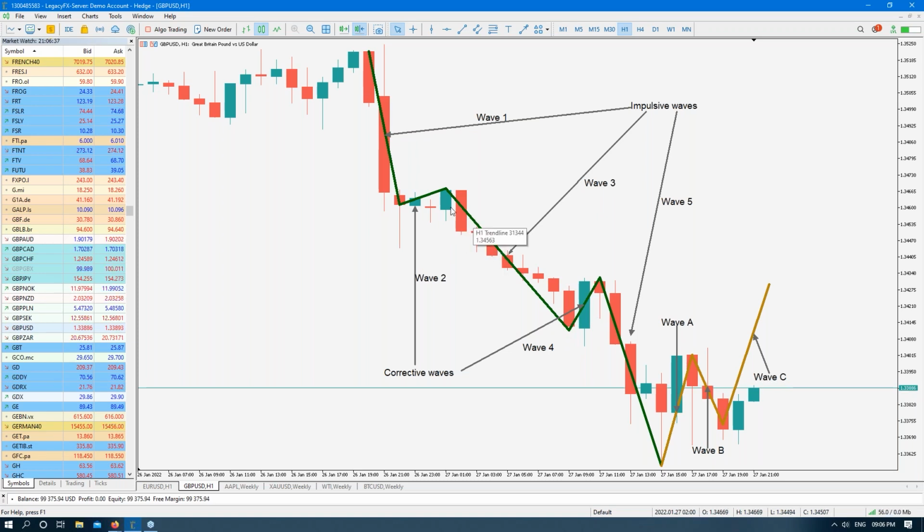Second of all, wave number 2, or corrective wave number 1, flat. Wave number 2, sharp. Confirmation again, right? That was the 2 rules, guidelines.